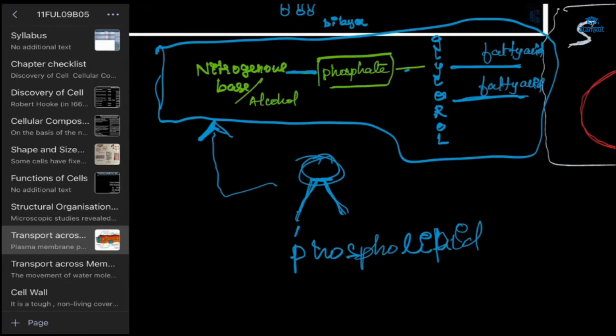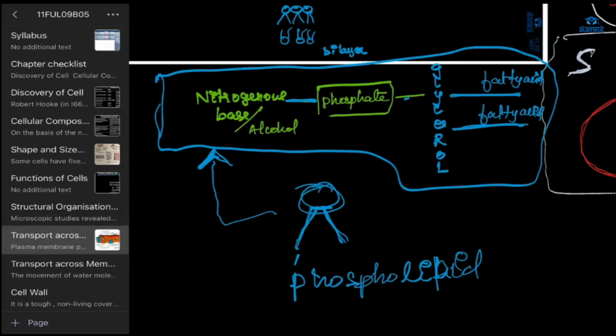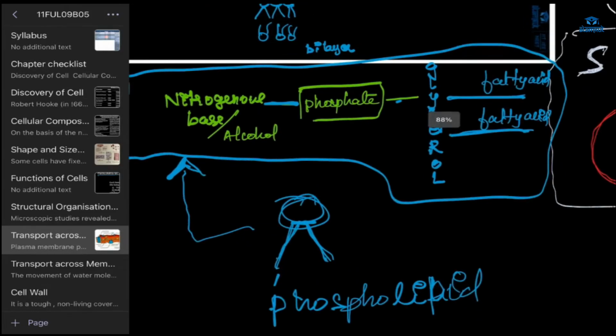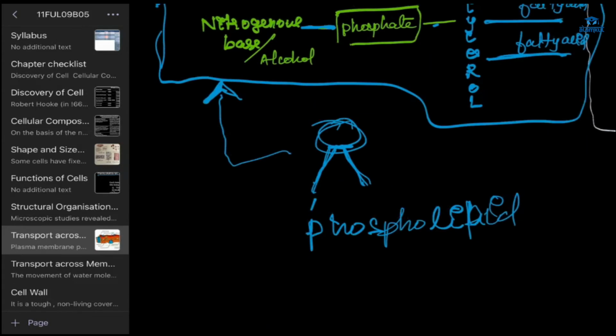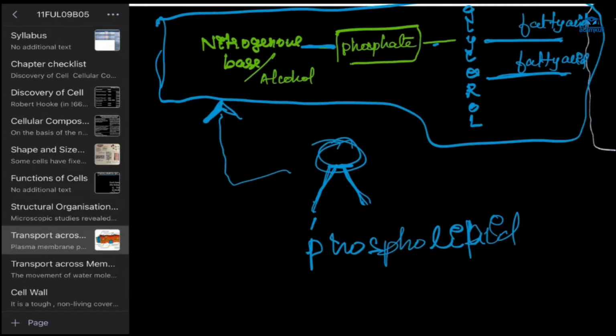Ma'am, what is glycerol? This is also a complex chemical. Yeah, it is a chemical substance. It is the structure, and inside that we have this. You no need to know about that. I'm only telling the structure of this thing. Okay. Now we have this.